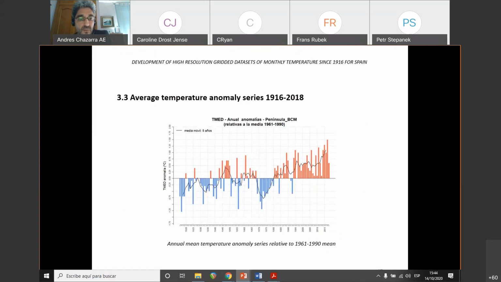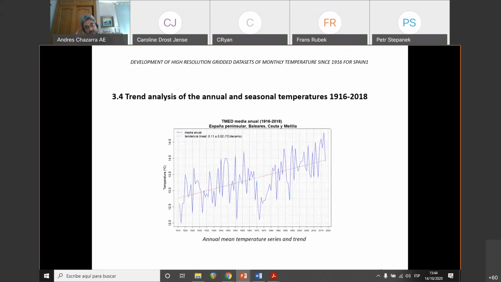More examples. Of course, we have used the reader datasets to create annual mean temperature anomaly series for mainland Spain, and we can see here these anomalies relative to the 1961-1990 mean. And more examples, we have also used the reader dataset series for a trend analysis of the annual and seasonal temperature. And we can see here the series and the trend for the annual mean temperature in the mainland Spain area.